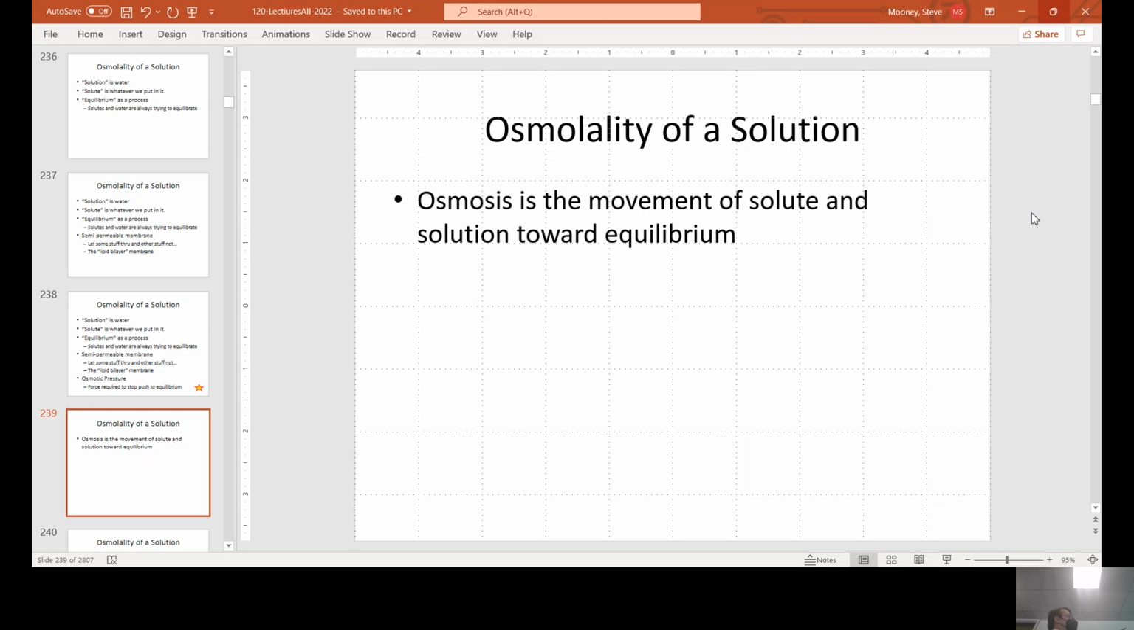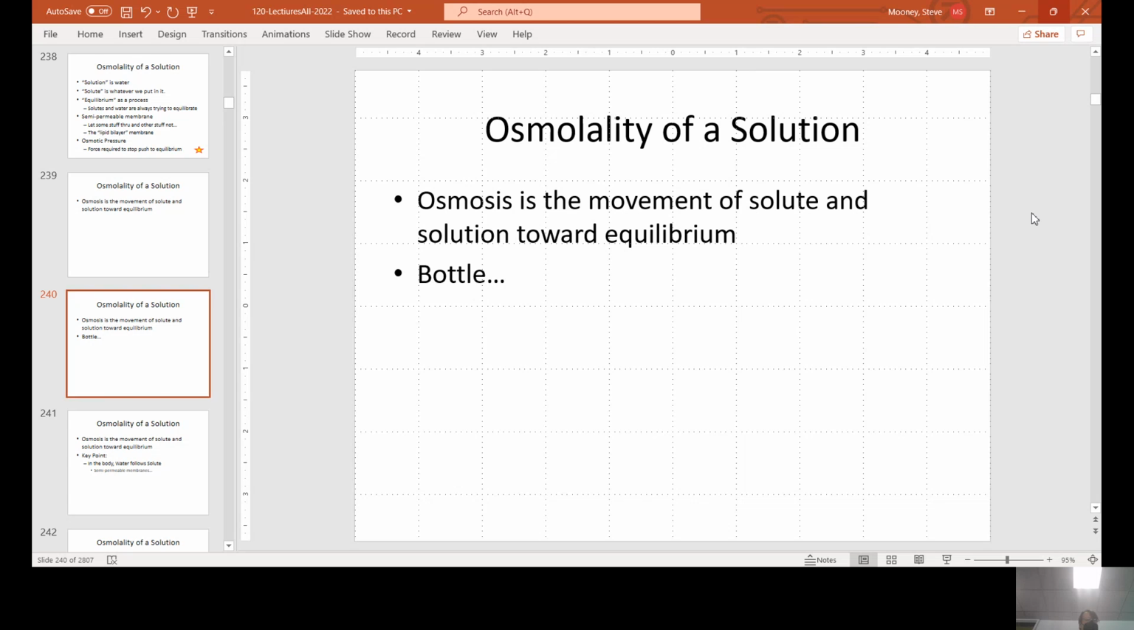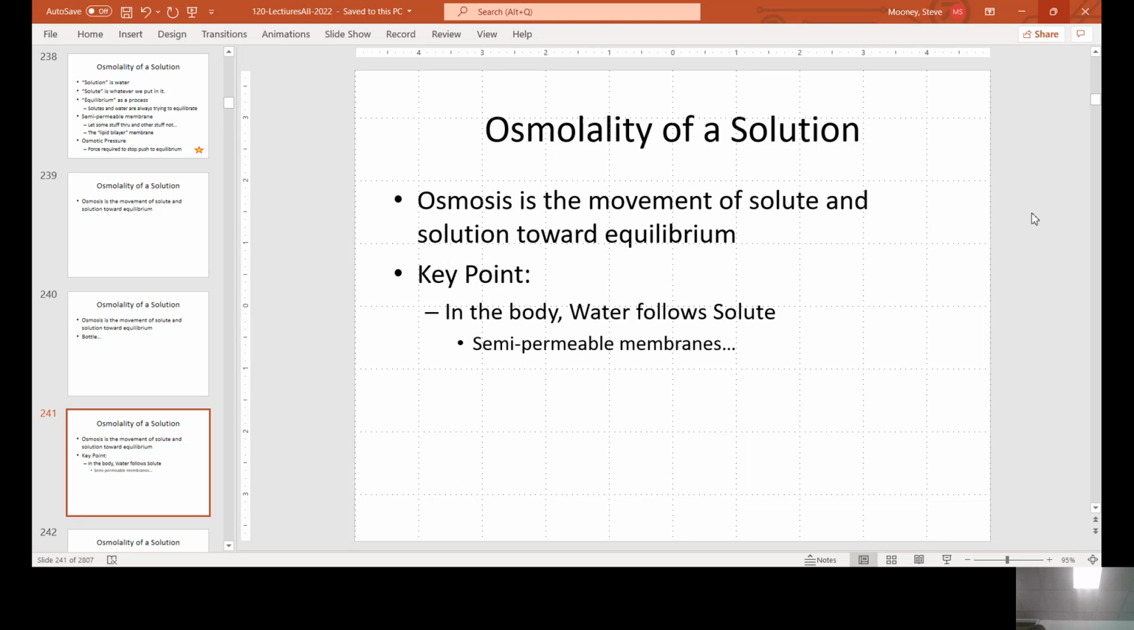So osmosis is the movement of solute and solution toward equilibrium. We're trying to make things equal in all spots, and trying to make things equal on both sides of a membrane. That's what the natural chemistry, the natural physical properties want to do. And one of the key points that we're going to make in this class is that in the body, water follows solute.